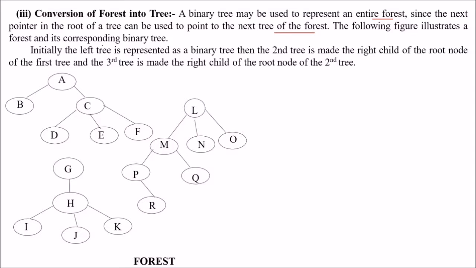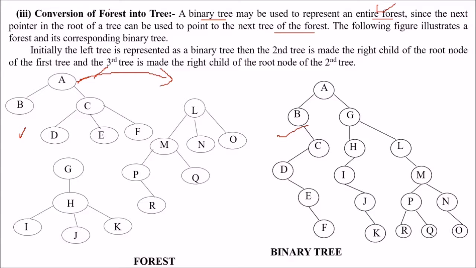Again, we have a binary tree which we are saying may be used to represent the entire forest. How? Because the next pointer in the root of a tree can be used to point to the next tree of the forest. This figure illustrates a forest and its corresponding tree. Initially, the left tree is represented as a binary tree. Then the second tree is made the right child of the root node of the first tree, and the third tree is made the right child of the root node of the second tree.